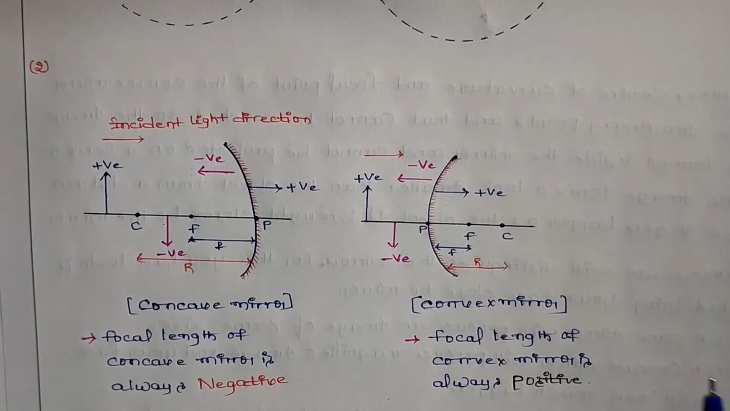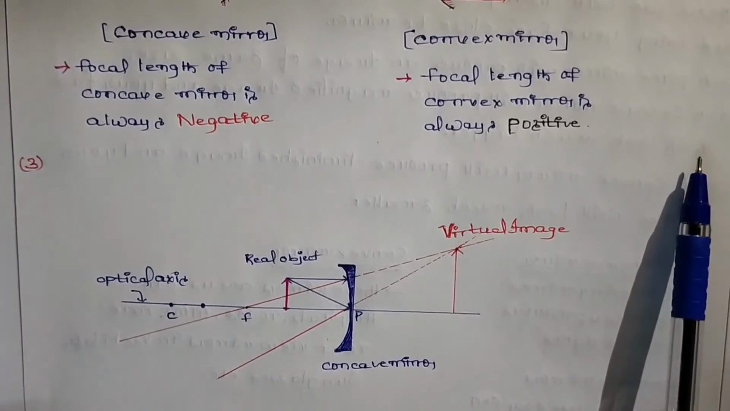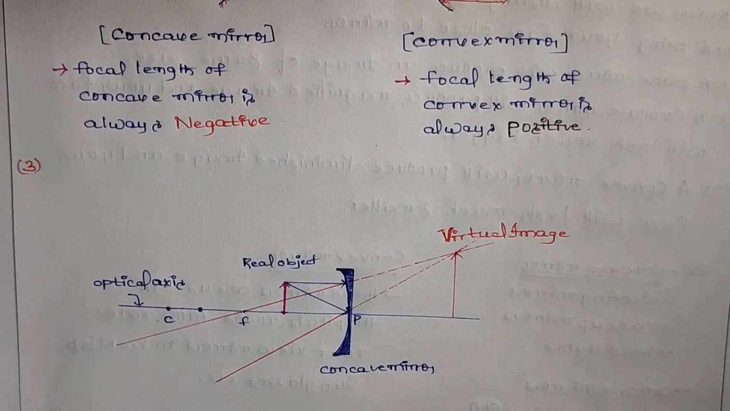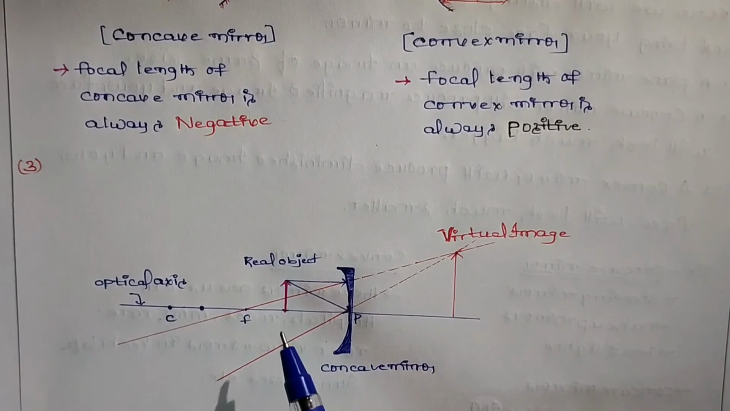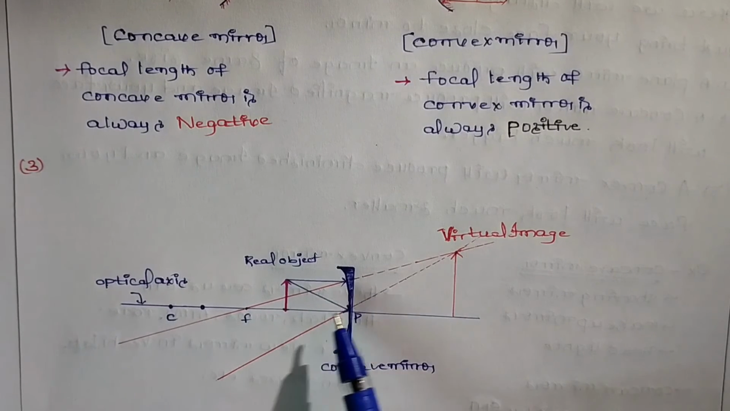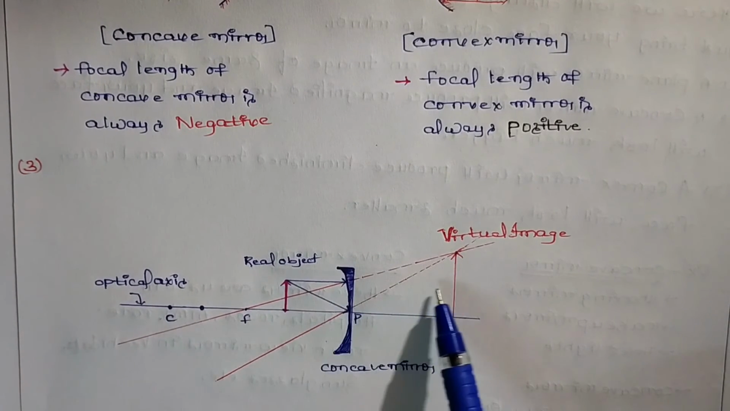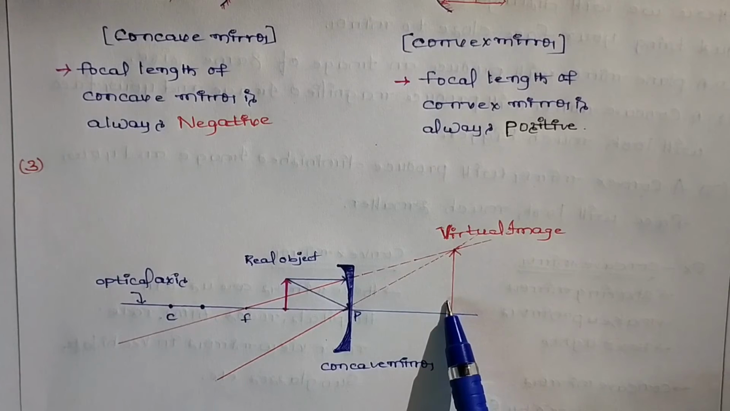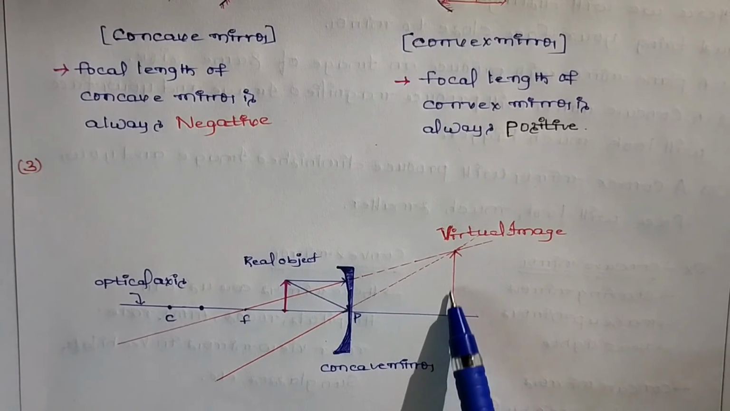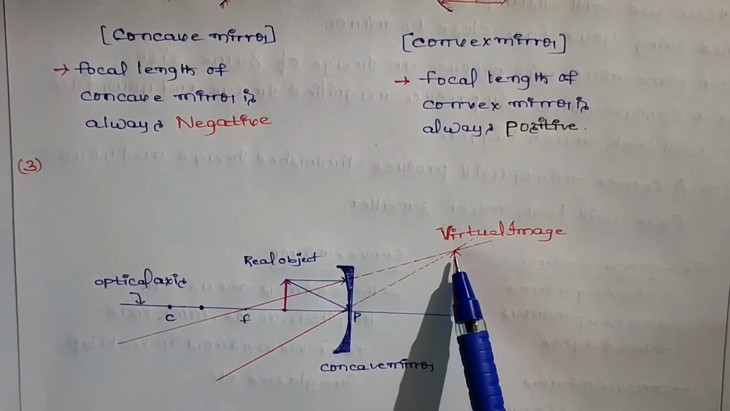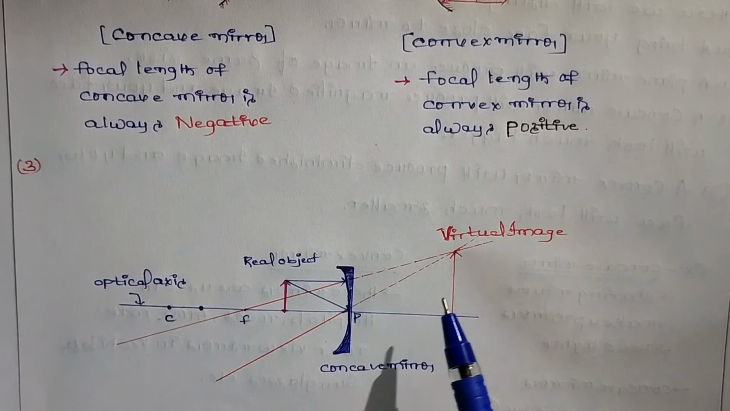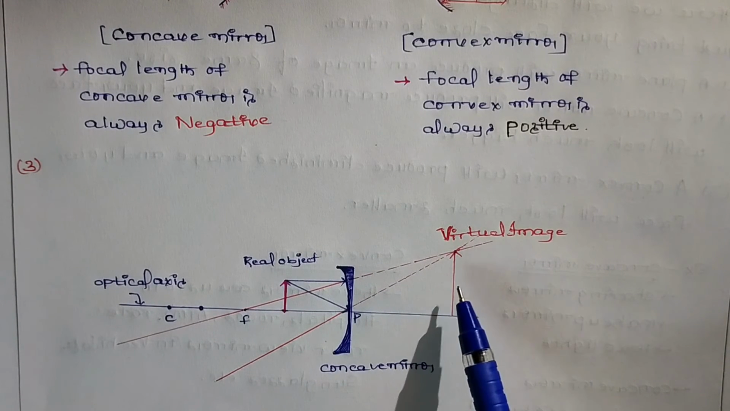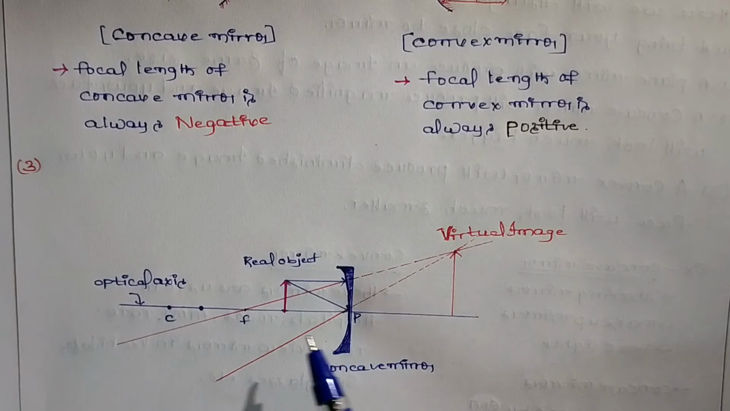Let us take an example. This is a concave mirror. When the concave mirror is placed very close to the object, a virtual image is formed, and it is magnified. Magnified means a big image compared to the object. So when the concave mirror is placed very close to the object, a virtual and magnified image is obtained.